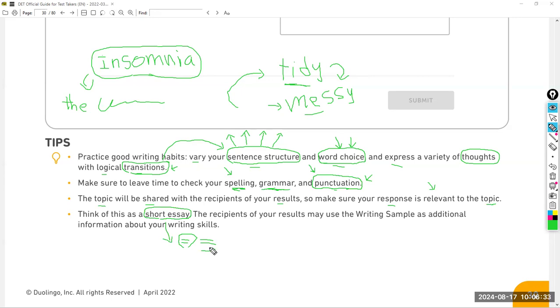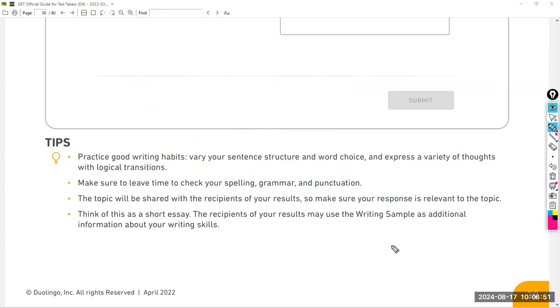Step number two, mention the reason or the reasons, then follow that by writing examples, at least one example. Finally, you have to write or give the result. This is extremely important. Now, this is the correct structure of your writing sample.